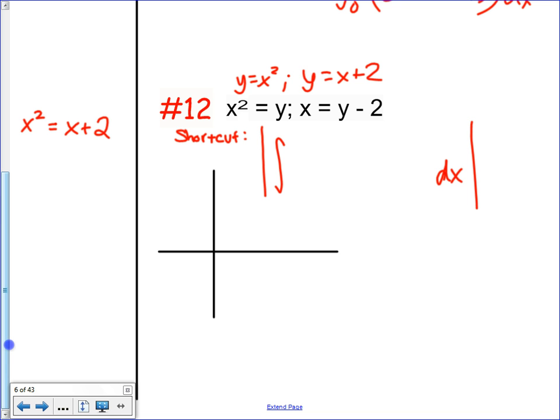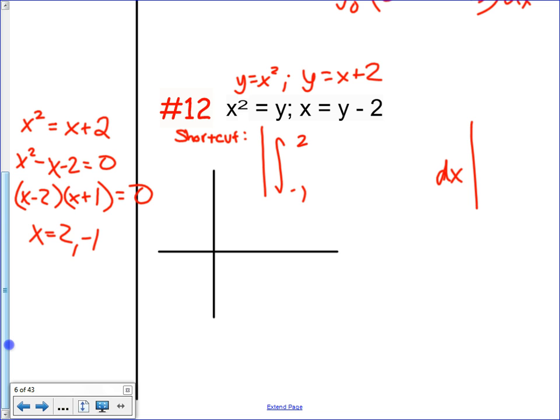Just get y and y equal, and say the y's are the same. Ta-da, done. So then I have x squared minus x minus 2 equals 0. Therefore my intersections are... did you guys already find them? Sweet, what are my bounds?